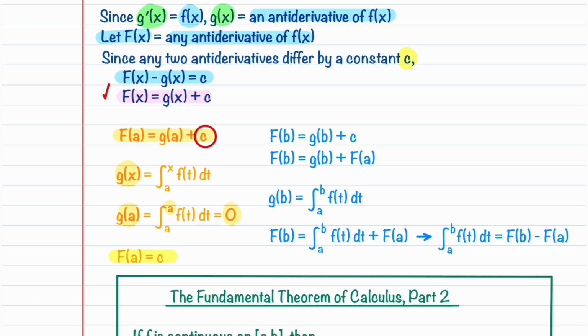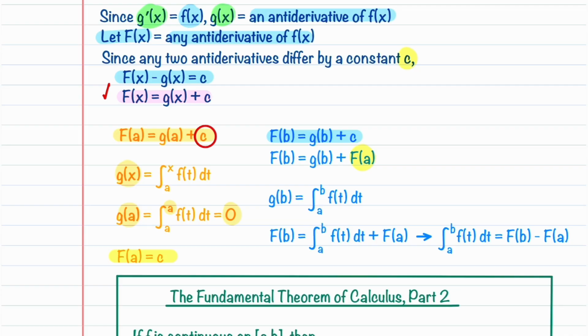Now what we are going to do is let x be equal to b. So let's come up here to the right, and we let x be equal to b, and we get capital F of b is g of b plus c. Now, we know what c is, and we can substitute in that c is capital F of a.